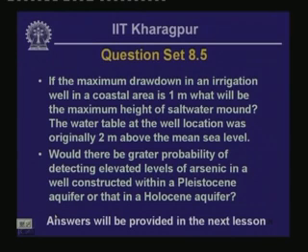The first one is that if the maximum drawdown in an irrigation well in a coastal area is 1 meter, what will be the maximum height of saltwater mound? The water table at the well location was originally 2 meters above the mean sea level. And the second question that I asked is, would there be a greater probability of detecting elevated levels of arsenic in a well constructed within a Pleistocene aquifer or that in a Holocene aquifer?